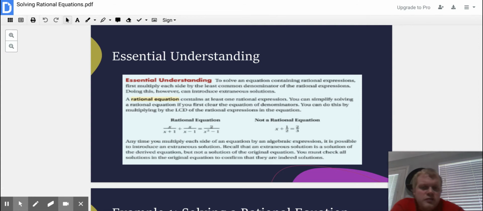So forth here. This would be a rational equation here because, again, we have fractions on both of these here, and so these work out, whereas this one does not have fractions. So that's not considered a rational equation here.